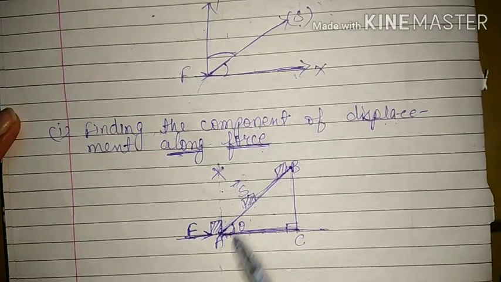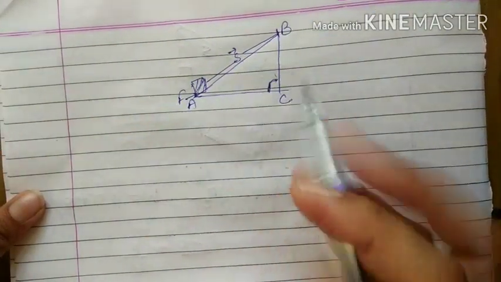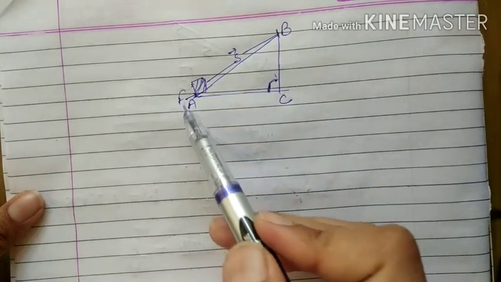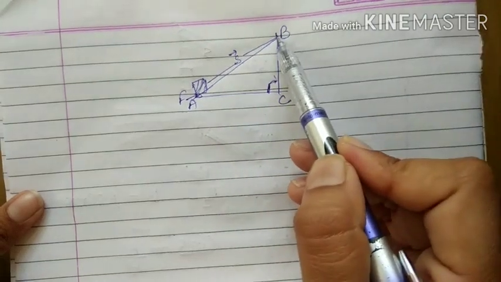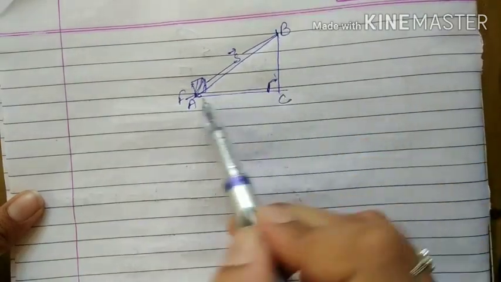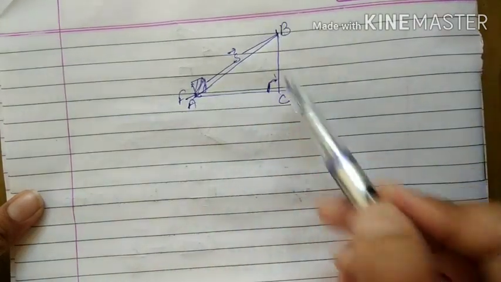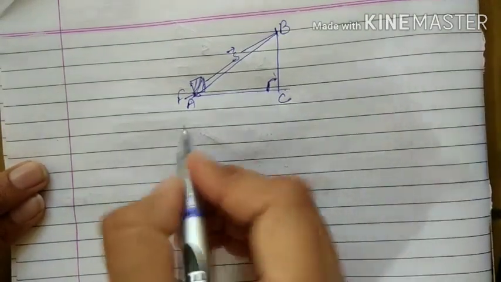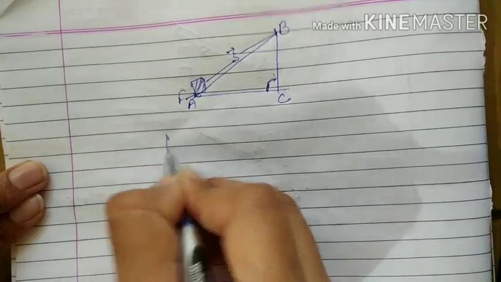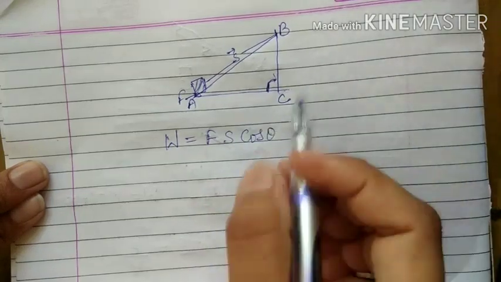Now we have a right angle triangle ABC, and now we will derive our formula. This is our final diagram for the derivation. We have applied one force F on the object, and this is the displacement covered by the object. Then we drew a perpendicular on the horizontal straight line and named the triangle ABC. Now, we know what we have to derive: finally, W, the amount of work done, is equal to Fs cos theta.